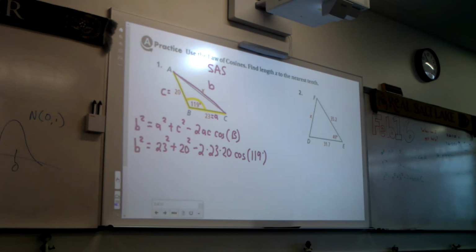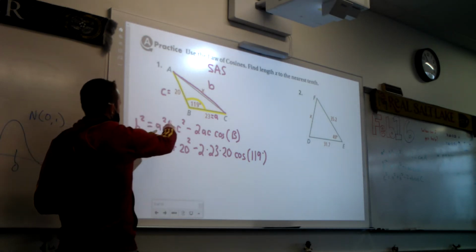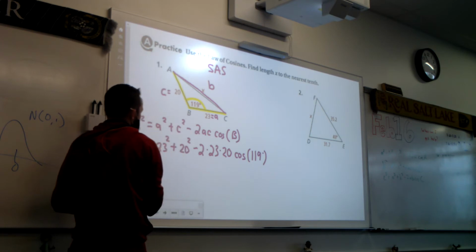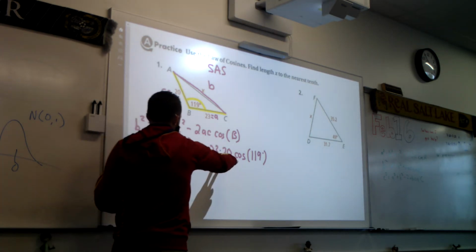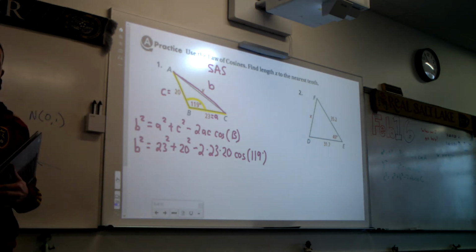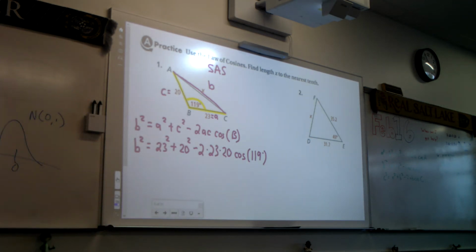Are you guys okay with how I have that so far? I just replaced A with its side, which is 23, C with its side, which is 20, again, A and C, and angle B with 119 degrees. Now, this is the nice part about solving for a side: I'm just going to put that whole thing in my calculator.